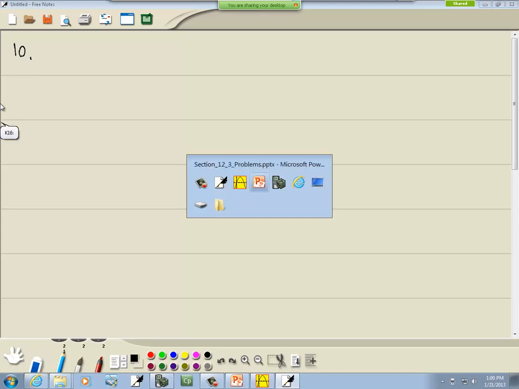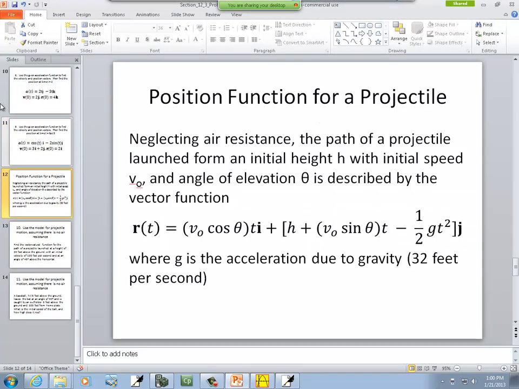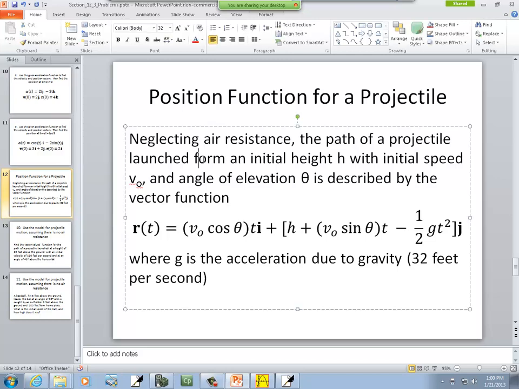Next problem is a little bit different. It's based upon this formula, the position function for a projectile. Neglecting air resistance, the path of a projectile launched from an initial height h with initial speed v0 and angle of elevation theta is described by the vector function r of t is equal to v0 cosine theta t i plus (h plus v0 sine theta t minus 1/2 g t squared) j, where g is acceleration due to gravity. And the problems in this particular section, the ones we're going to look at anyway, are based upon 32 feet per second.